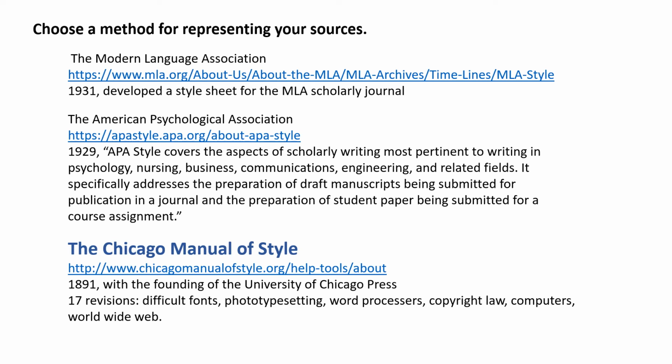There are a number of ways of representing your sources. The MLA is a common method, the APA is another common method, and the Chicago Manual of Style is a third. You can see that they were each founded in different years, and for slightly different purposes, but all of them were founded to standardize the way we represent what we understand and know. The Chicago is a little bit the older of the three, and it was really meant to help with the University of Chicago, and there have been 17 revisions, including matters that handle difficult fonts or photo typesetting, word processing, copyright law, computers, and the web. Each of those things was addressed with the revisions of the Chicago.